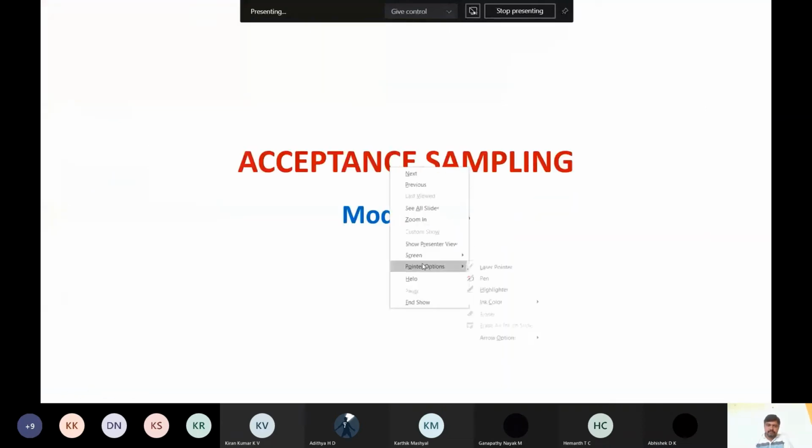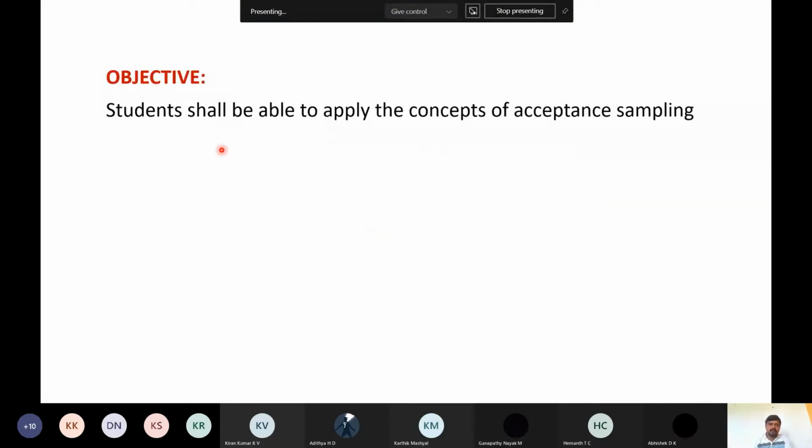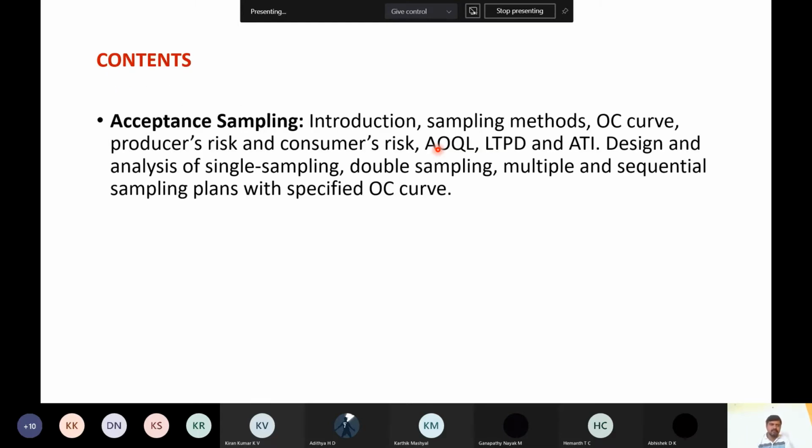Session. So I'm going to start module 4, that is acceptance sampling. The objective of this module is that students must be able to apply the concepts of acceptance sampling. We are going to learn a few concepts related to sampling, so you can apply these in future. For solving problems also, you are going to apply these concepts. These are the contents of this module.